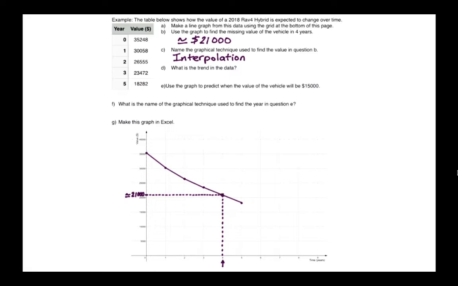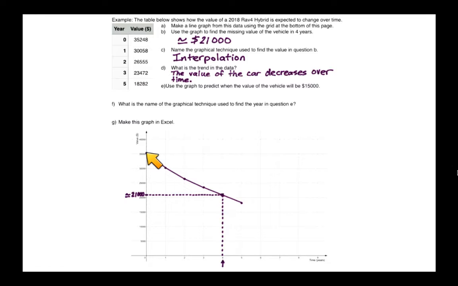The next thing we're talking about is the trend in the data. Now, it's pretty obvious to tell that the value of the car is decreasing over time. And that's certainly acceptable for an answer. But if you want to be a little bit more detailed, take a look at it.